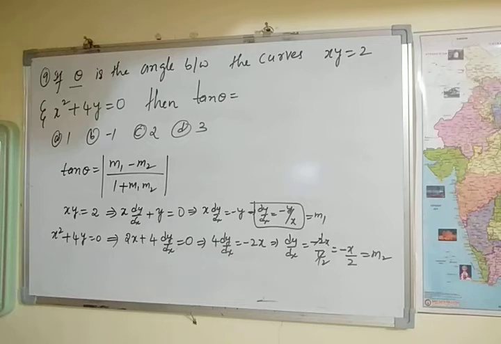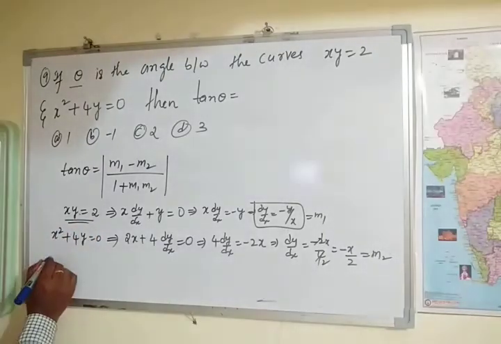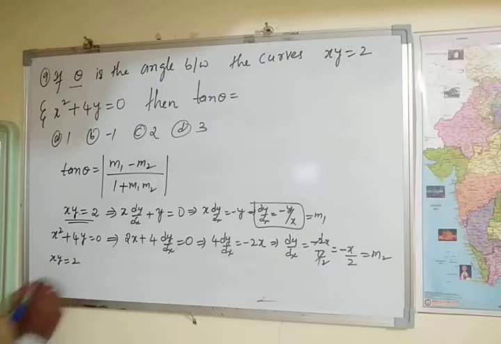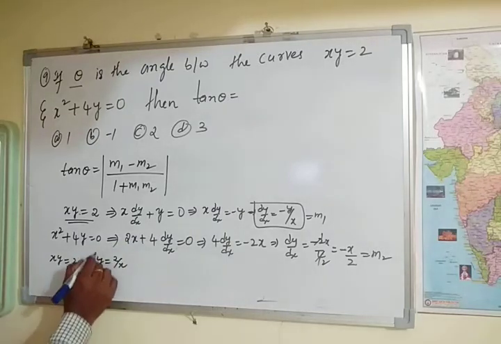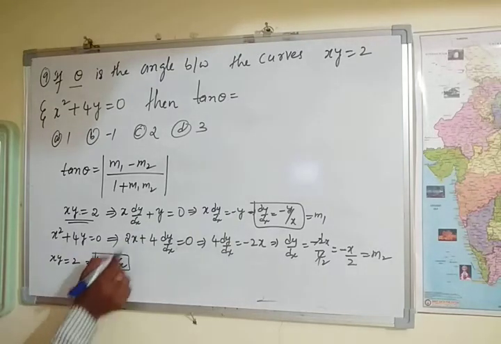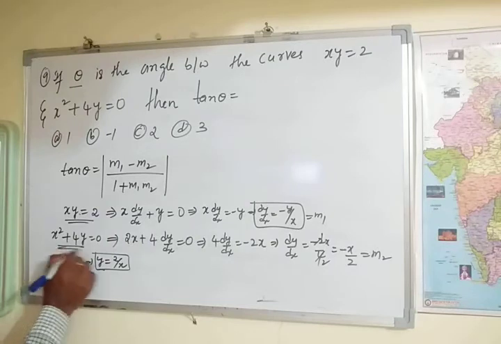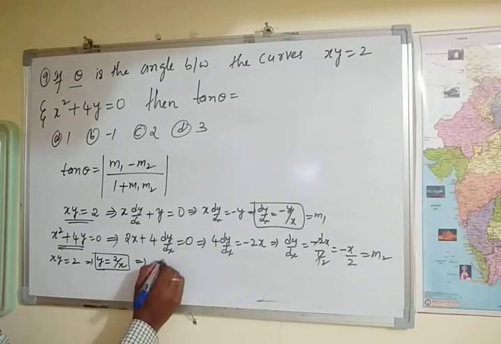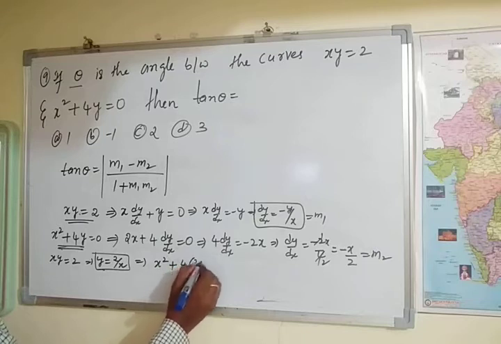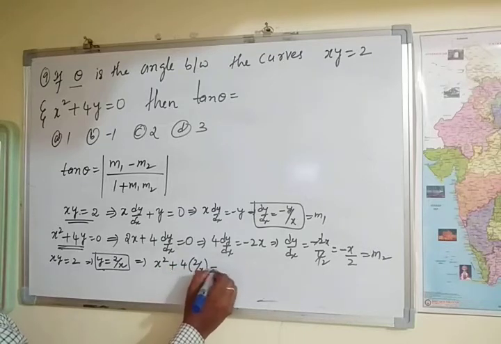Now here we have two curves. Using the two curves, we have to find the point. Say xy is equal to 2, the first curve. This implies y is equal to 2 divided by x. Substitute this y term in the second curve. This curve becomes x square plus 4 into 2 by x is equal to 0.